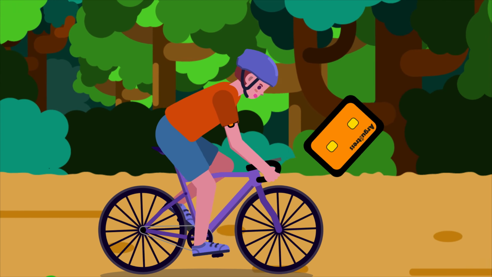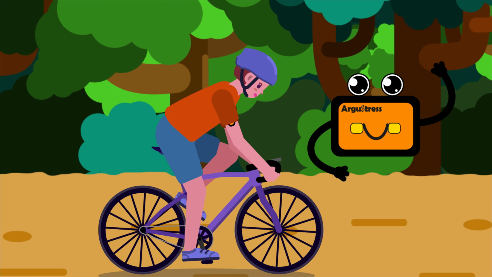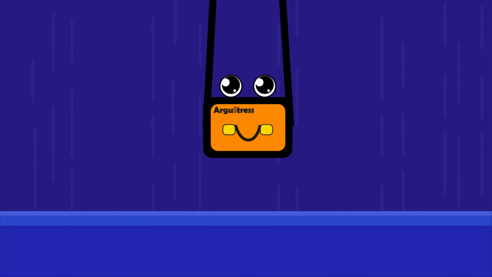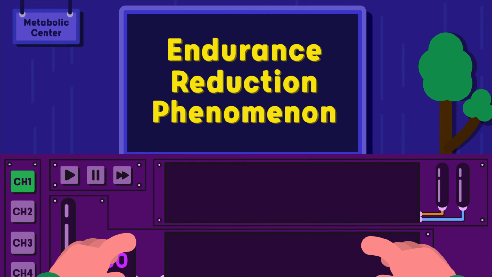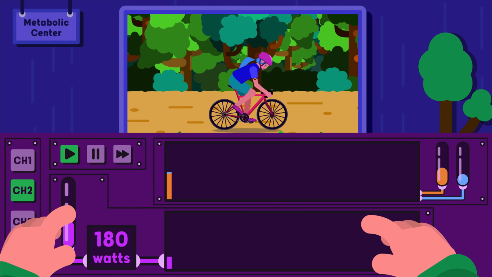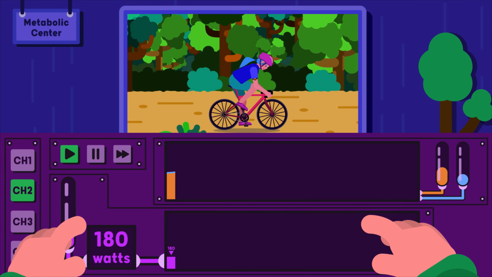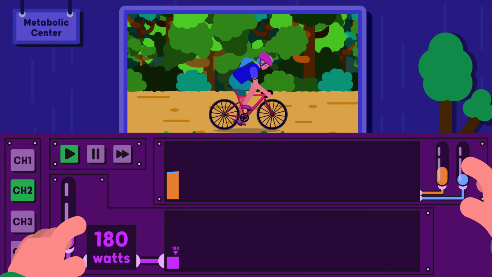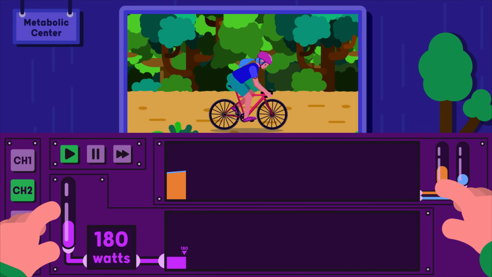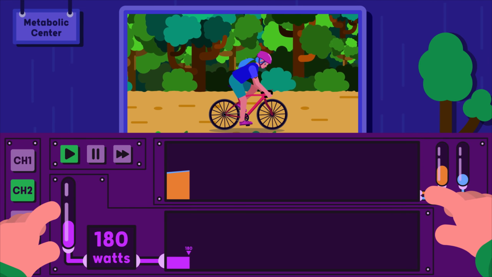For monitoring, I know someone special. But before I introduce your new friend, let me explain the endurance reduction phenomenon. During training, our body has an energy consumption that depends on the exercise intensity. Our aerobic and anaerobic energy systems are trying to fulfill this consumption, and both systems produce energy simultaneously.